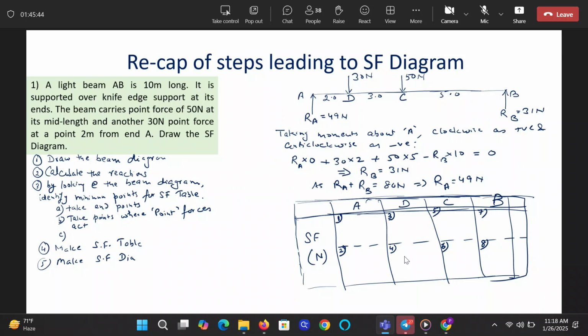Guys, have you understood why these cells have been divided? So that we can address the sudden change because of the point force existence. Is that clear? Clear, class? Clear? Yes, sir.